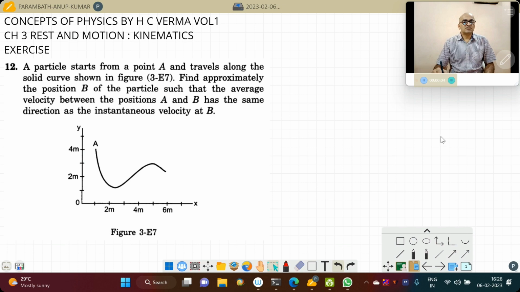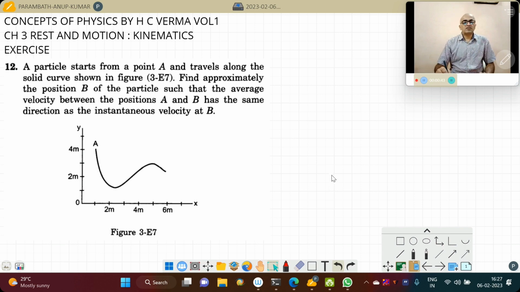Students, we are doing questions from Concepts of Physics by HC Verma, Volume 1, Chapter 3, Rest and Motion: Kinematics. We are doing the exercise, and this is the 12th question, students. A particle starts from point A and travels along the solid curve shown in figure 3E7. Find approximately the position B of the particle such that the average velocity between the positions A and B has the same direction as the instantaneous velocity at B.